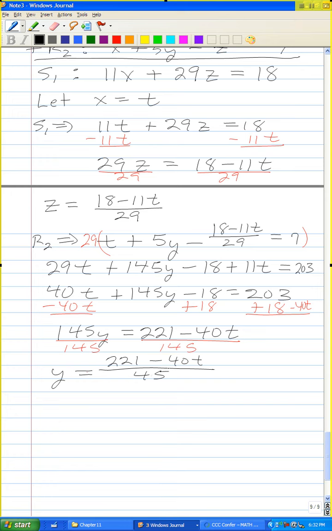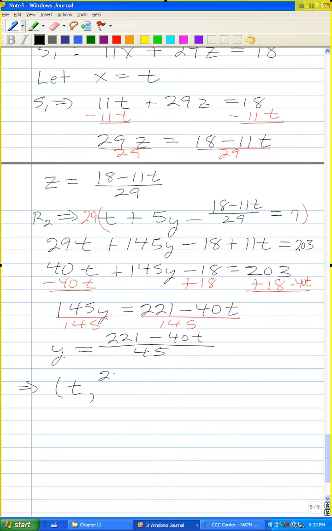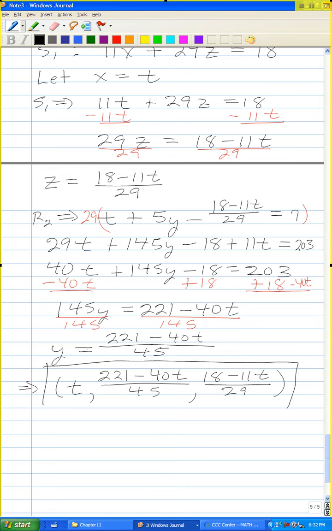So therefore, let's actually write the solution then. My solution has the form x is equal to t, y is equal to 221 minus 40t over 145, and z is 18 minus 11t over 29. And that is your solution. This is a line in the plane. And so the intersection of these two planes turns out to be a line in 3-space.